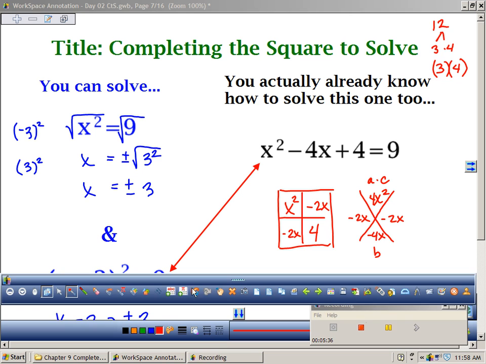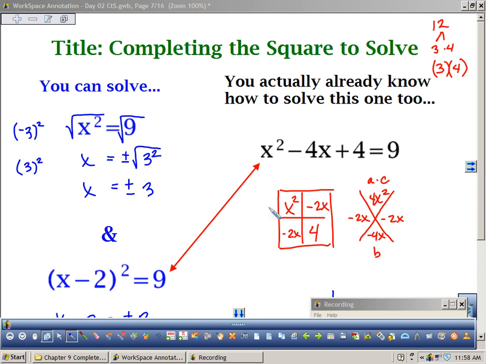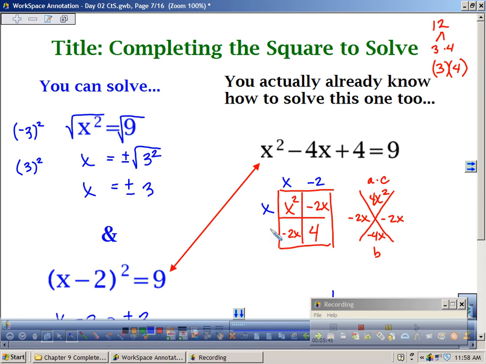When I factor this, what do I get? What goes here? X and x. X times what makes negative 2x? What times x makes negative 2x? Huh. So isn't the factored form of that x minus 2 times x minus 2 equals 9? Doesn't that match that?